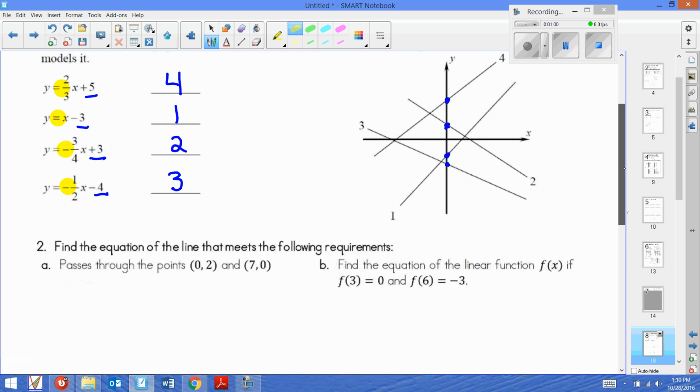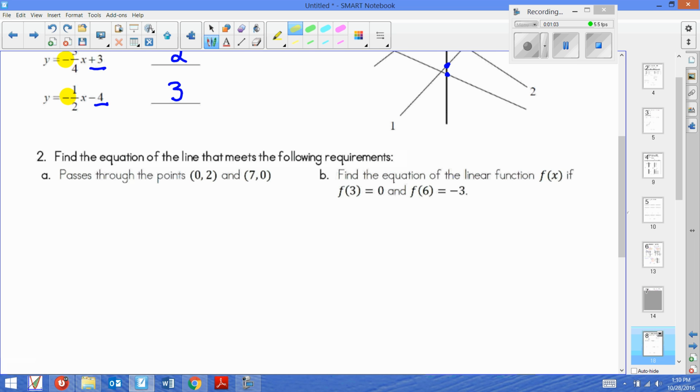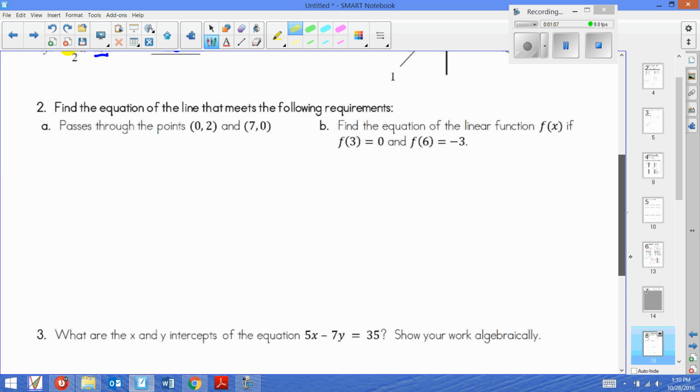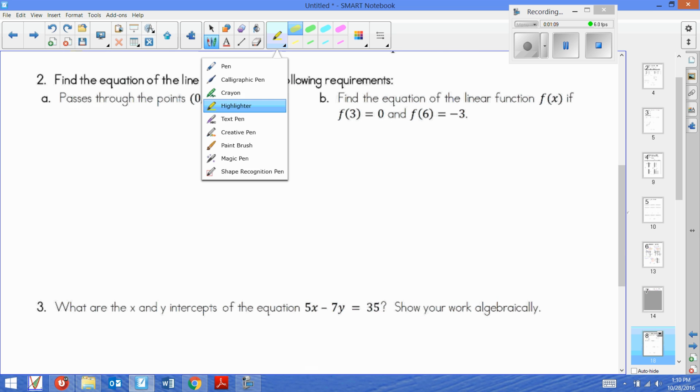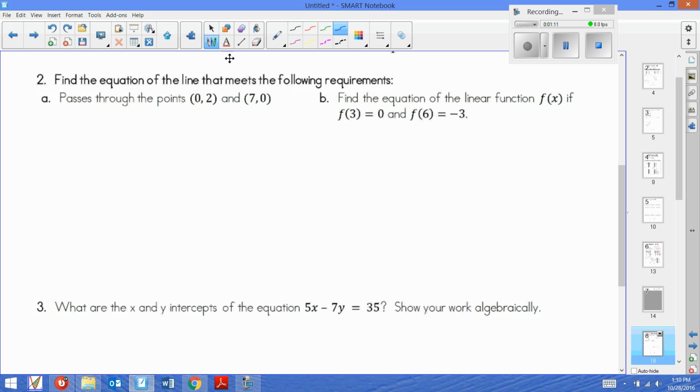Okay, moving on to question 2. Question number 2 wants us to find an equation of a line that meets the following requirements. So the first thing that I'm just going to write down is the equation of a line that we're used to seeing. y equals mx, the slope times x, plus the y-intercept.